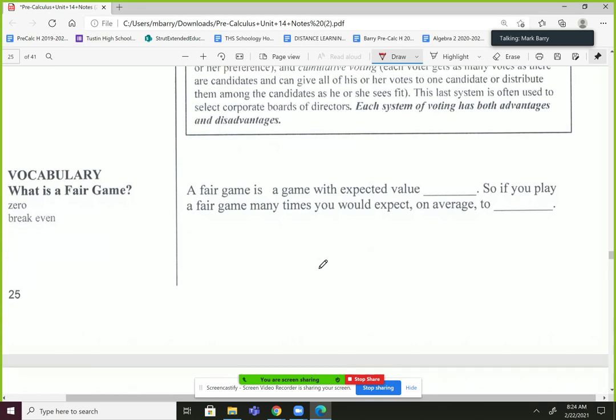Okay, so next up, we're going to move on to something called a fair game, okay? So a fair game is a game with the expected value of 0.